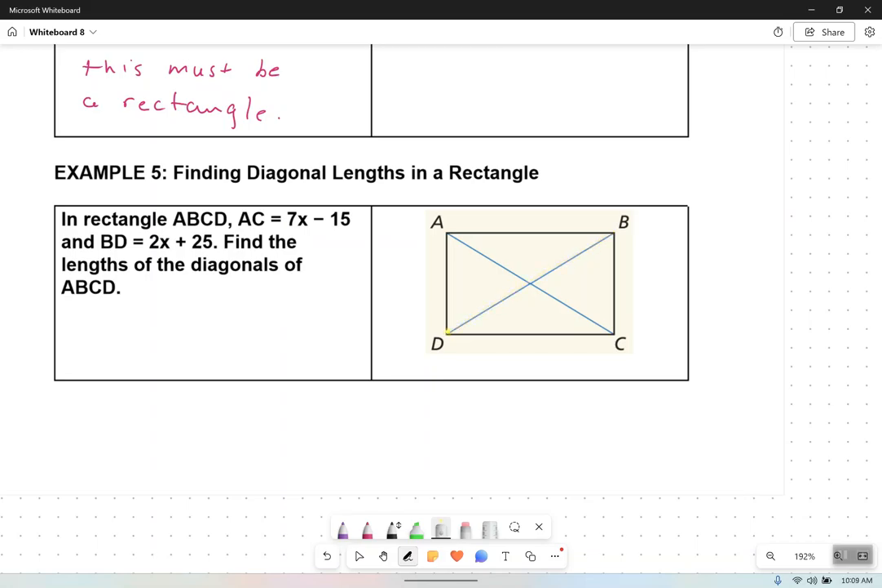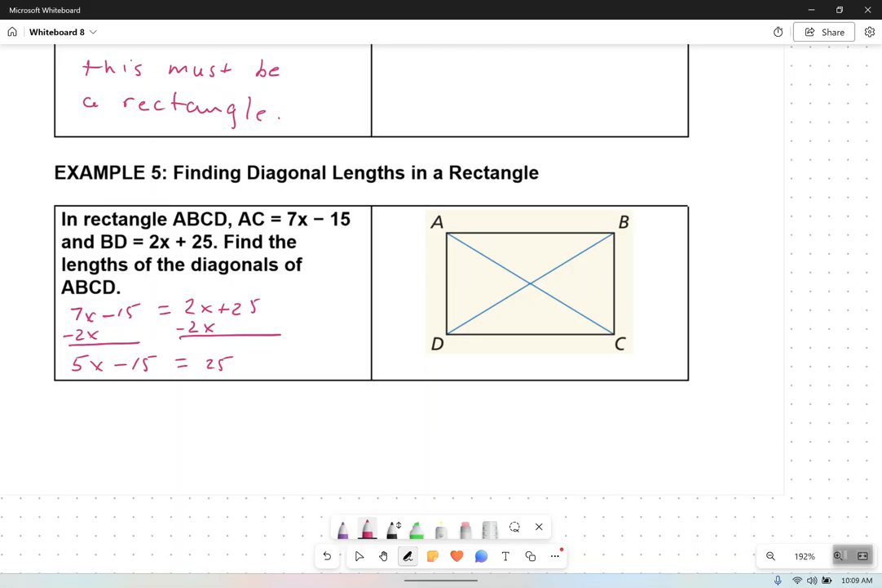Okay, well, if it's a rectangle and the diagonals are defined by those, what has to be true about those two expressions? What's true about the diagonals in a rectangle? So what has to be true about the two expressions, 7x minus 15 and 2x plus 25? So we're going to have to solve for x to figure out a diagonal length, right? Okay, so let's do this, kids. I'm going to subtract 2x from both sides. So am I right when I say 5x minus 15 equals 25, kids?